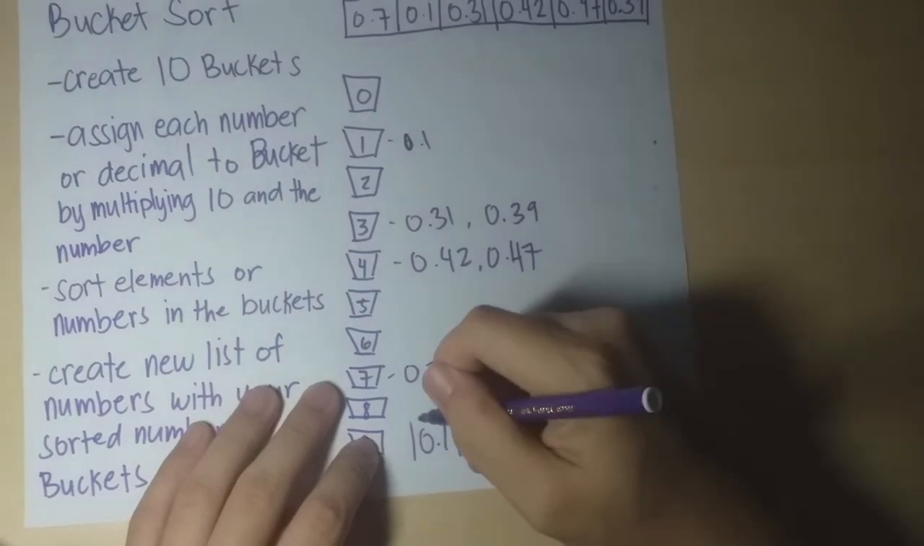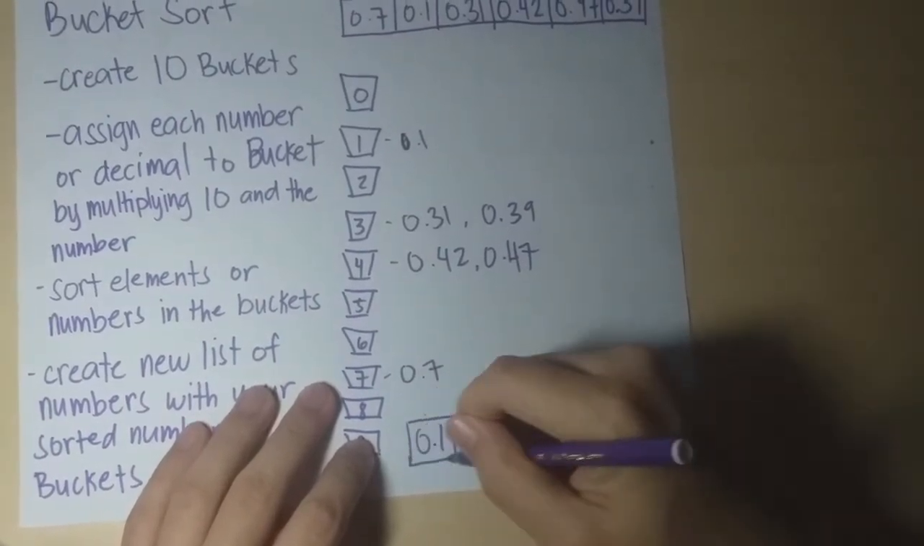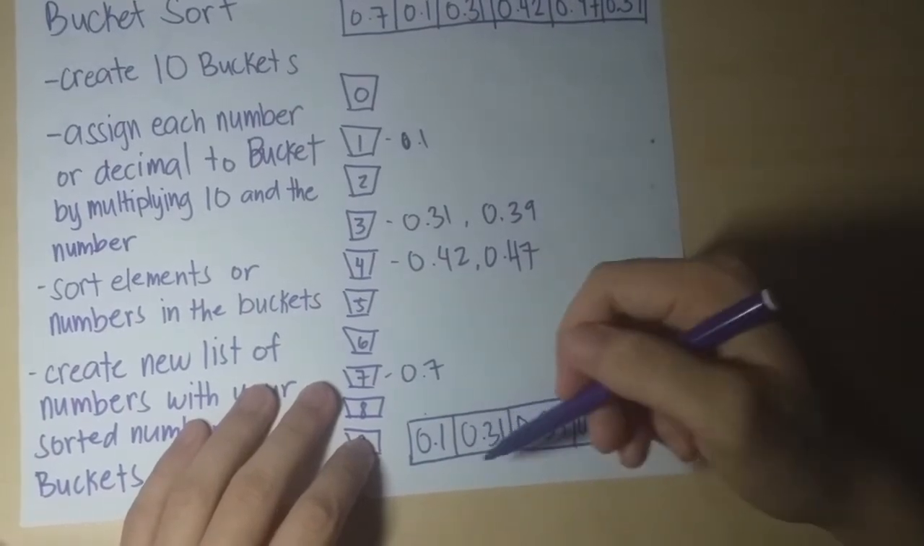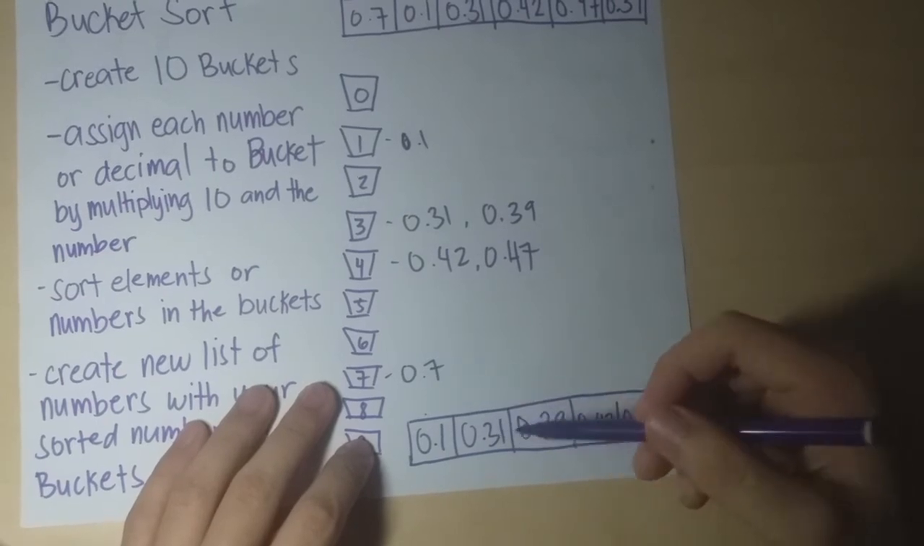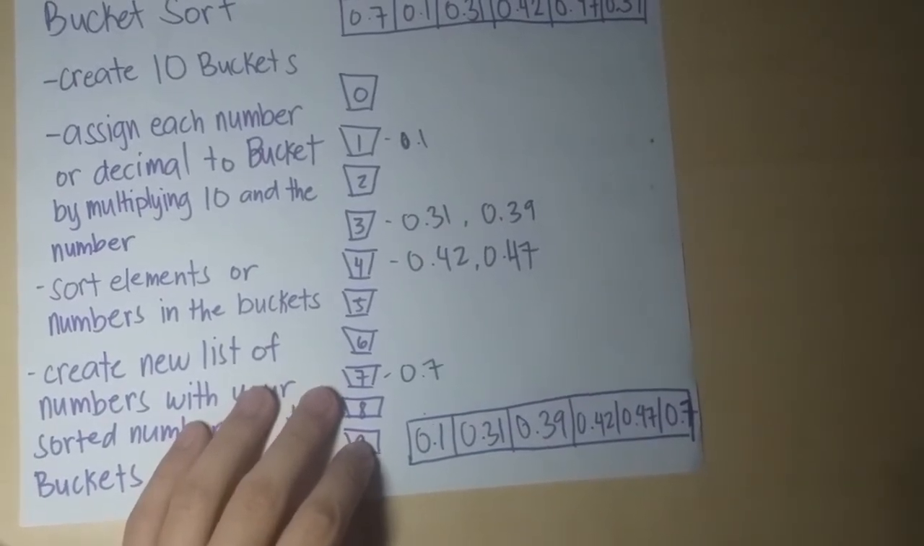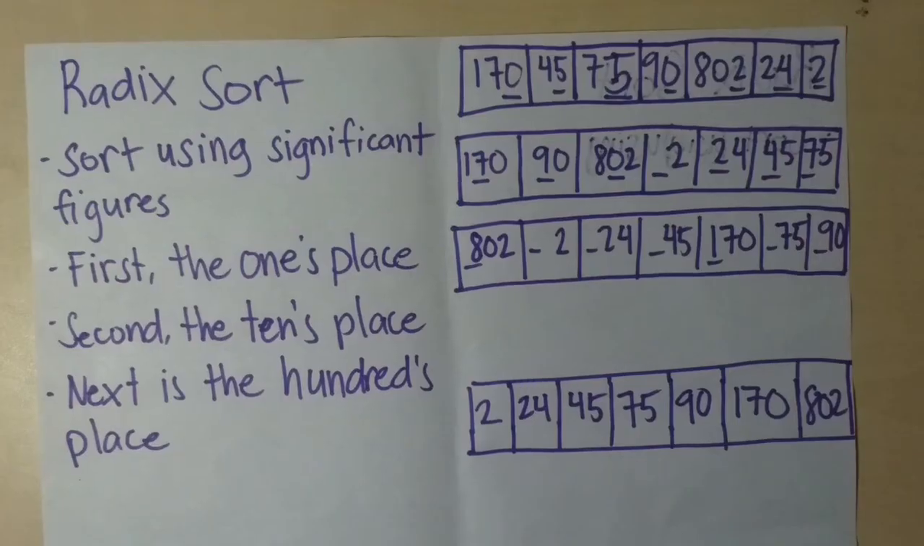Alright, so let's just check this. Right, it's all sorted, right? 0.1, 0.31, 0.39, 0.42, 0.47, and 0.7. So that's how you do it. That's bucket sort. So next we have Radix Sort.